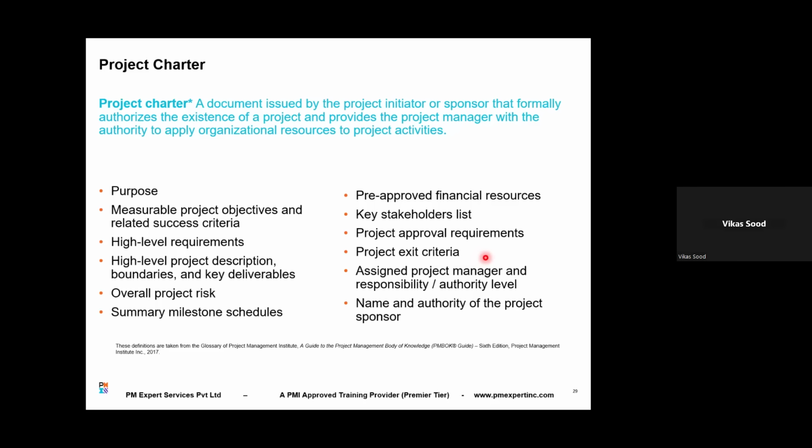So is the difference clear between project approval requirement and the project exit criteria, guys? If you can explain project approval requirement again.